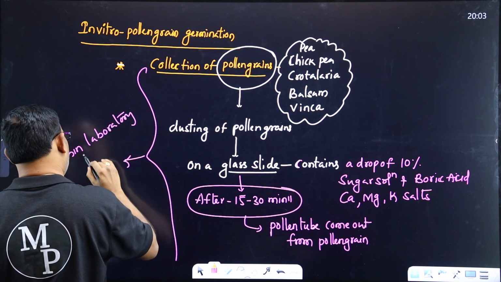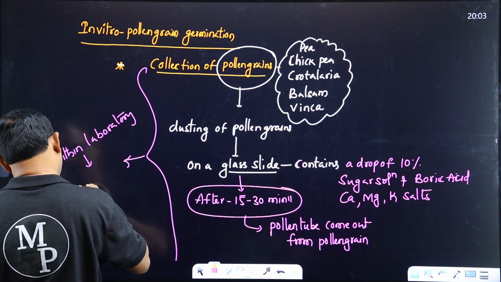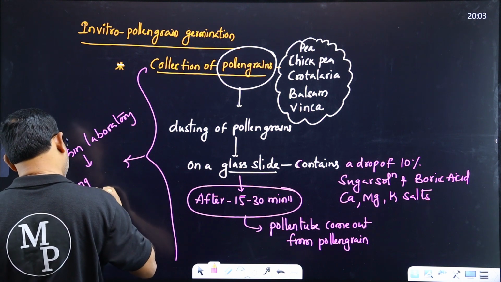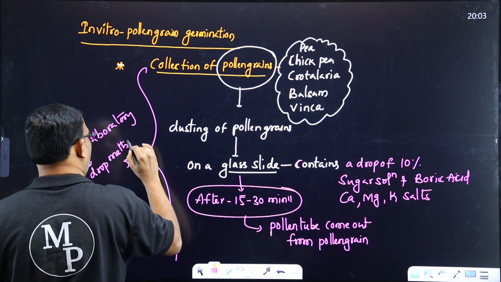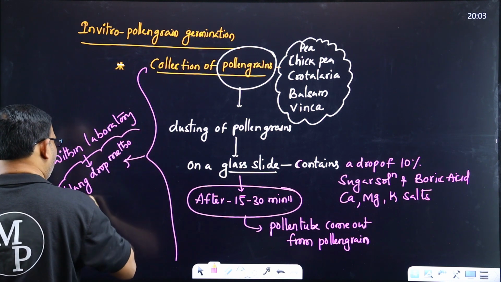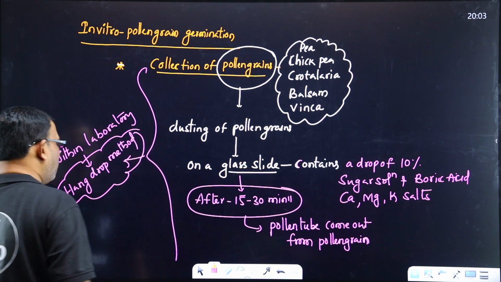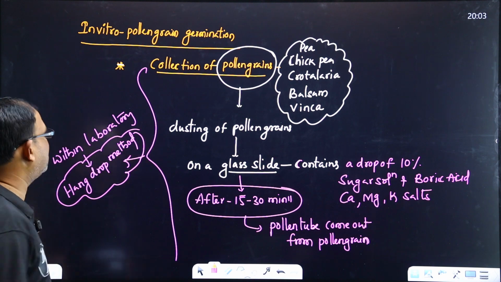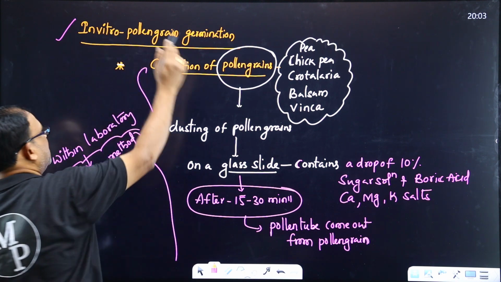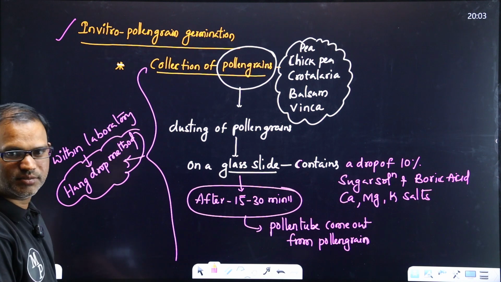So now that is called what? Hang drop method. Very, very important. This type of method is called the hang drop method. This is in vitro pollen grain germination.